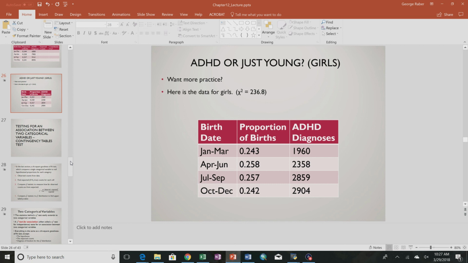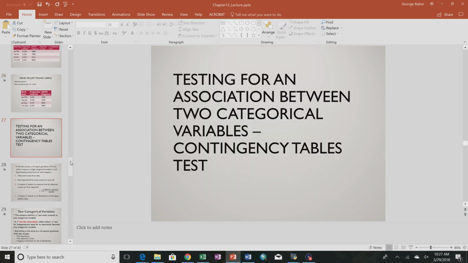So, those are just a few I could think of off the top of my head, but anything that's categories that you can compare to an expected distribution, you can use this for. Okay. You can also use the chi-square. Just a second.